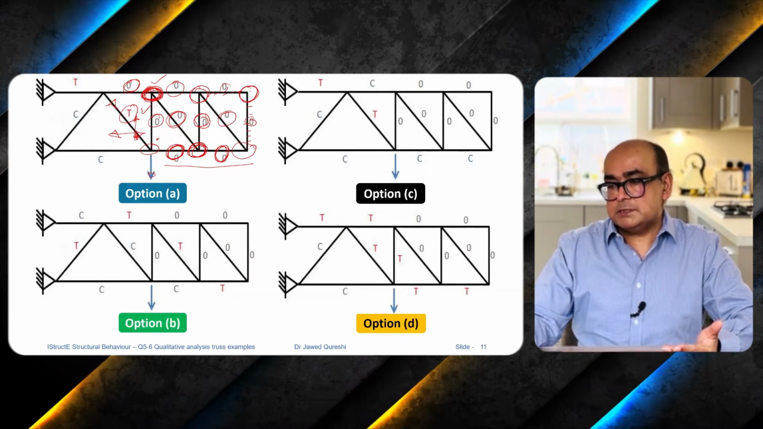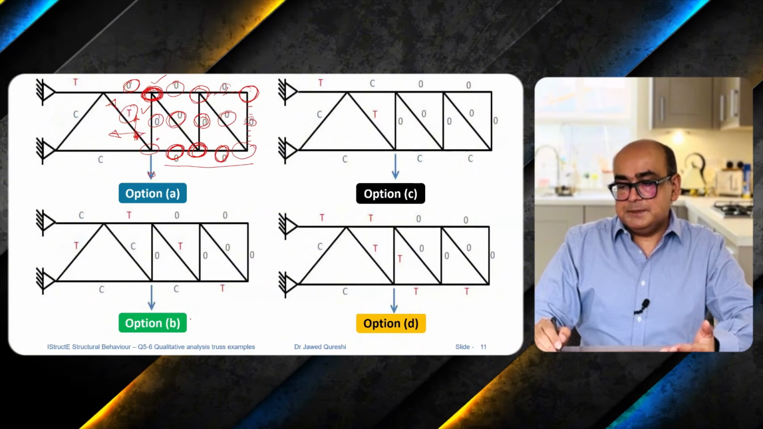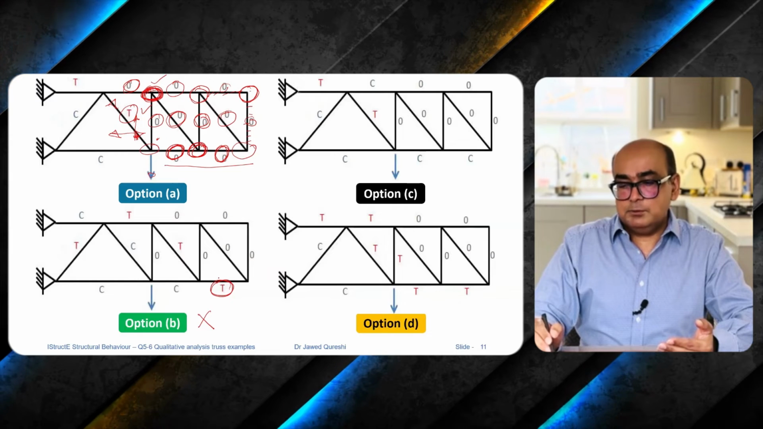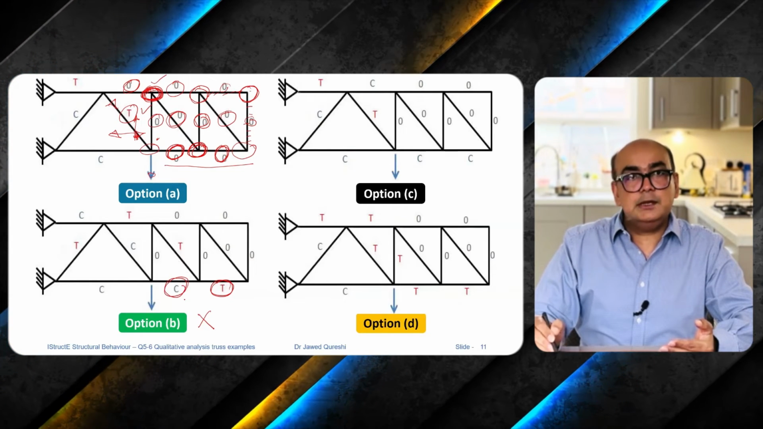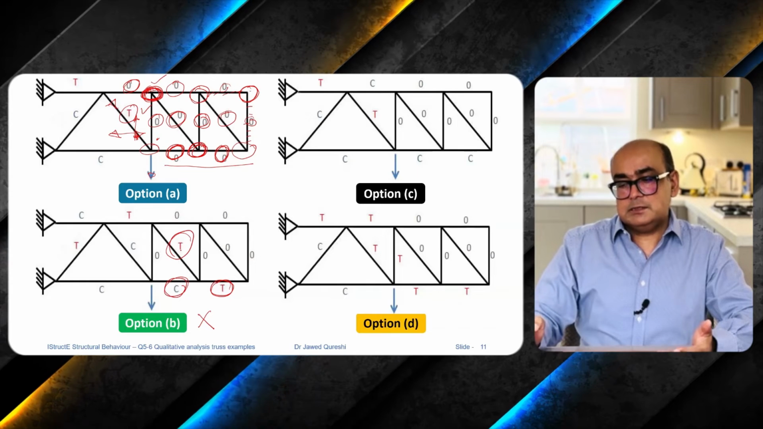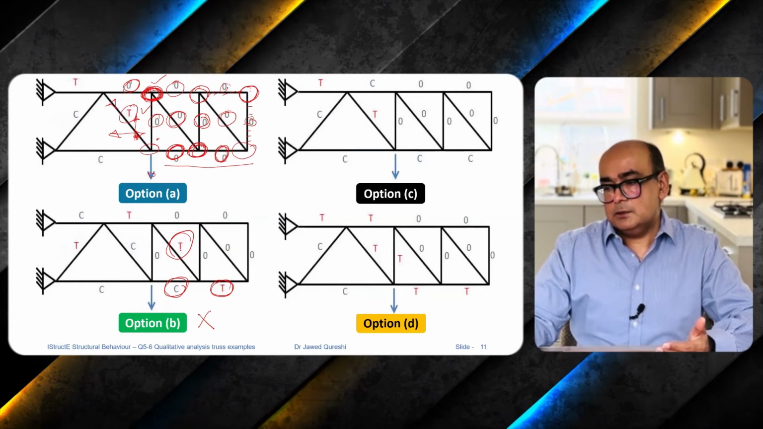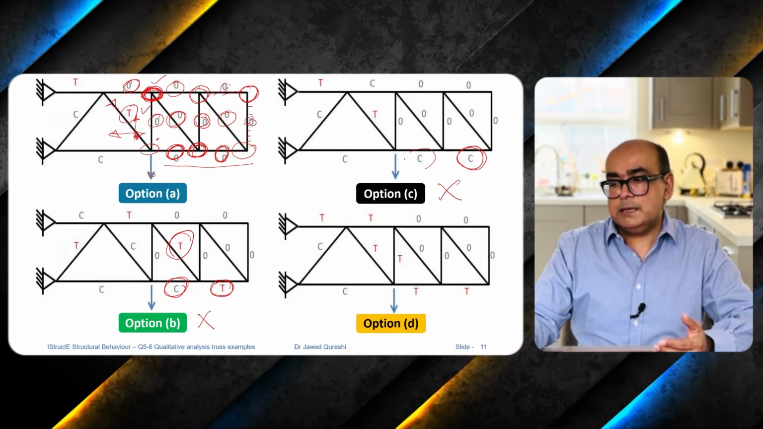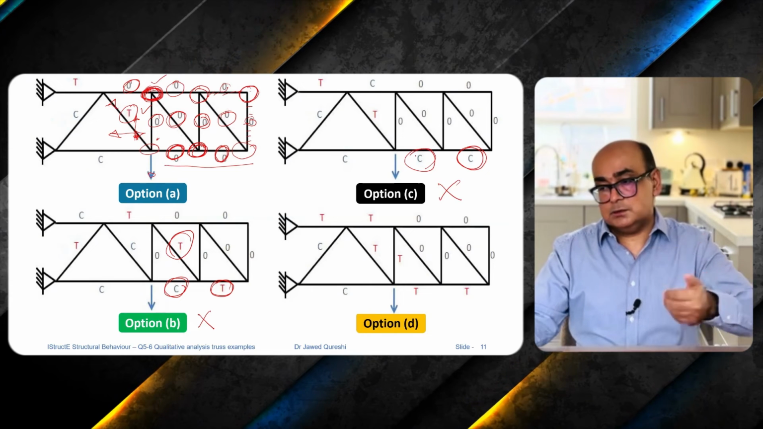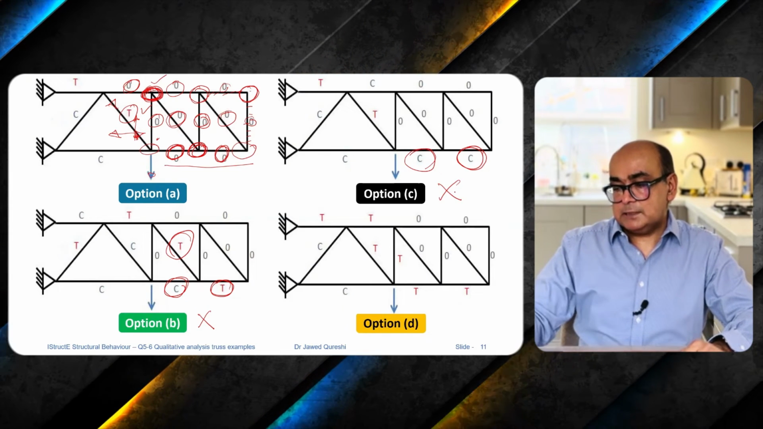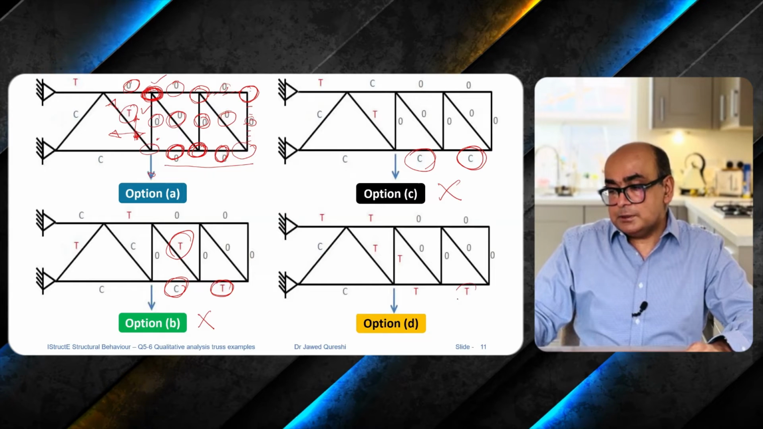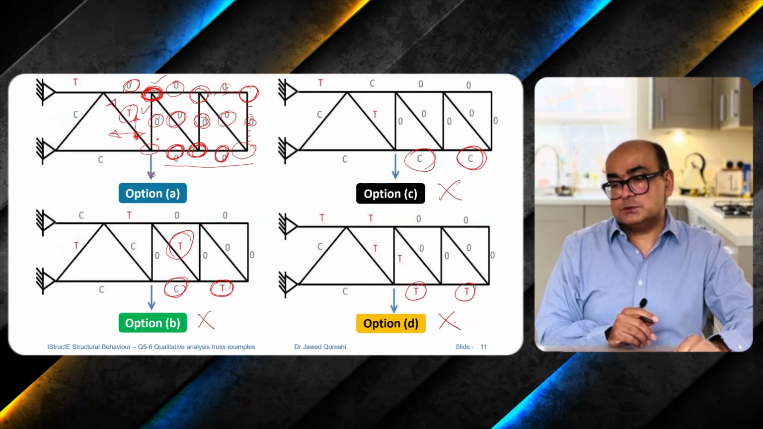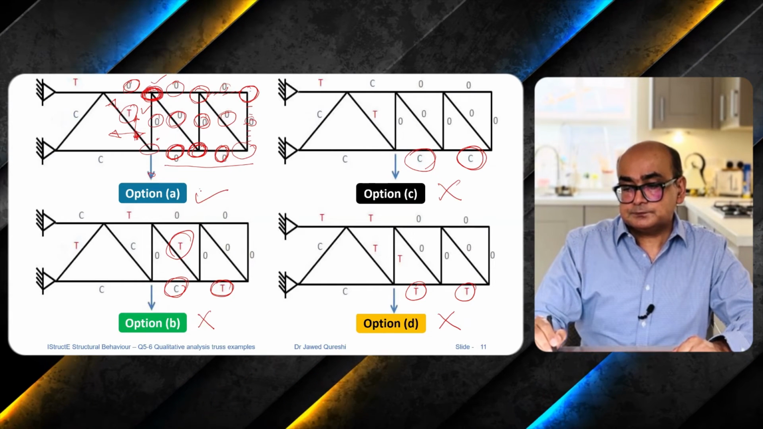Now let's go to option B. Option B is incorrect because you can see we have tension at the bottom and we have compression over here, which is not possible, and we have tension over here as well. So option B is incorrect. Option C is incorrect because we have compression over here, which is not possible as I showed you. That's why this option is incorrect. Option D is incorrect as well because we have tension here, and that's the reason this option goes away. Our correct option is option A.